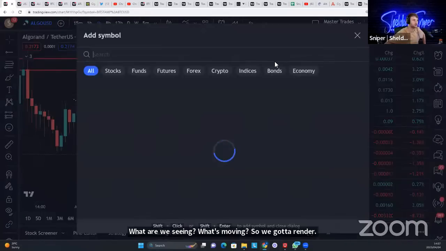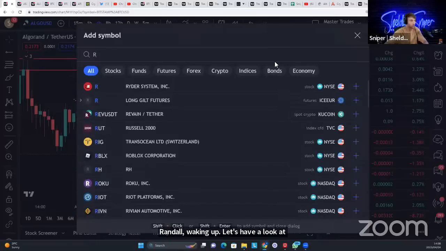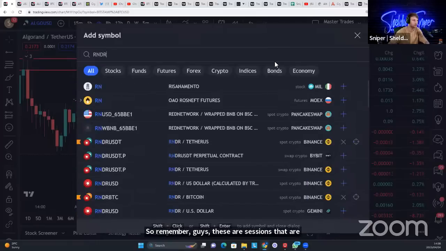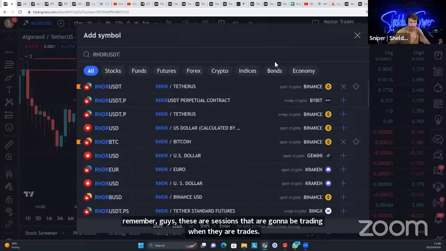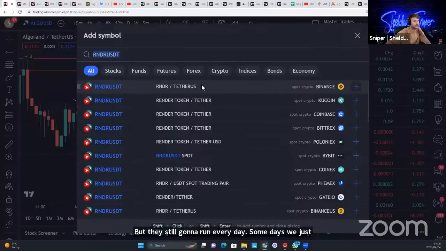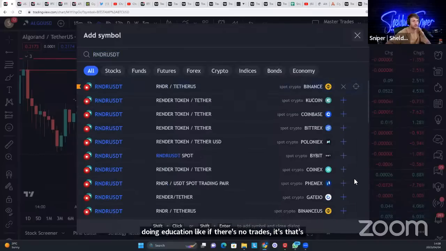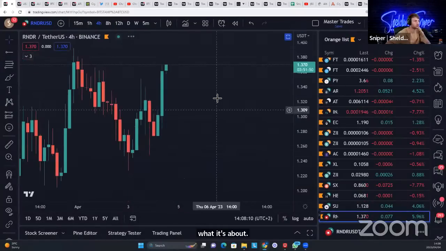So remember, guys, these are sessions that are going to be trading when there are trades, but they're still going to run every day. Some days we're just doing education, like if there's no trades, that's what it's about. It's just about having this safe place every day that you can come to.